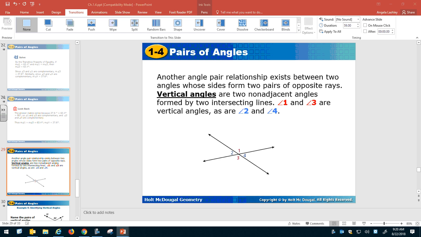Vertical angles are congruent. Vertical angles are congruent. Really simple. And think about it in the picture.